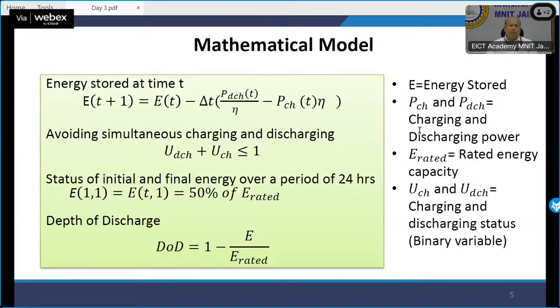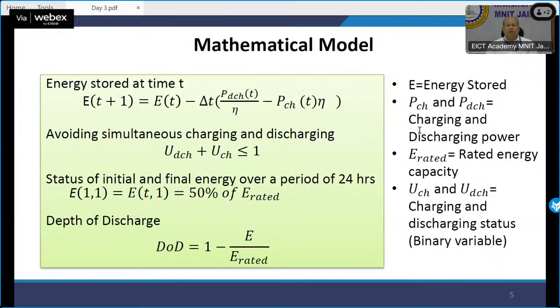DCH and EDCH are the charging and discharging power. If you have a battery, there is the amount of power you discharge, and we can also say the energy being charged and energy being discharged. But in these equations, we use power charging BCH and power discharging BDCH. And then we have E rated, that is the rated energy capacity, and E is the energy stored. That means the capacity could be 100, but stored is 80. So there are two different things.